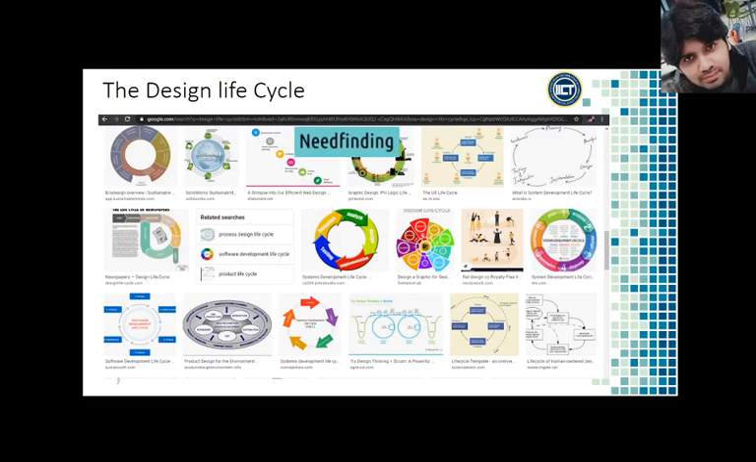The first part of this is need finding. In need finding, we gather a comprehensive understanding of the task the users are trying to perform. That includes who the user is, what the context of the task is, why they are doing the task, and any other information related to what we are designing.